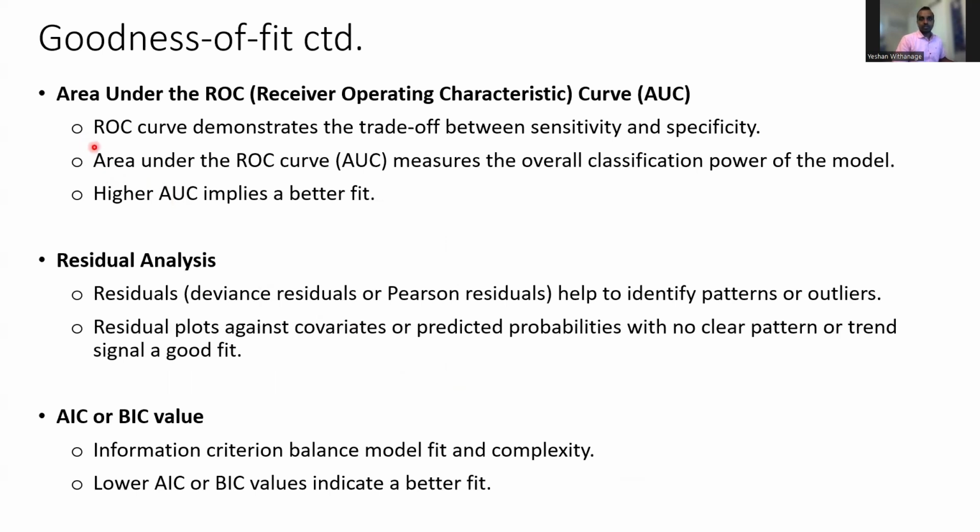Another tool is to use the area under the ROC curve, which measures the classification power of the model. A high AUC implies a better fit. Residual analysis is an important test to see if there is any pattern or outliers. If the model is good, then there should not be any pattern in the residual plot. Information criteria values also can be used to select between models. The lower the value, the better the fit.